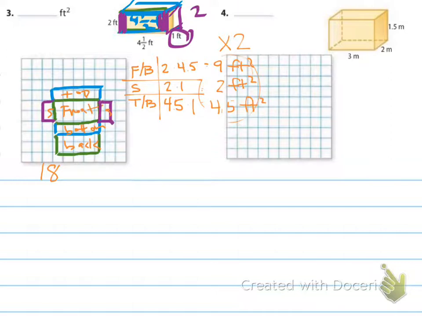All right, now I'm going to double each one. So 9 times 2 is 18, plus 2 times 2 is 4, plus 4.5 times 2 is 9. And then when I add all of these up, I get 31 feet squared is the area of my rectangular prism for number 3. I know this is a lot of work, but we're preparing because you're about to keep doing this for the next couple sections.